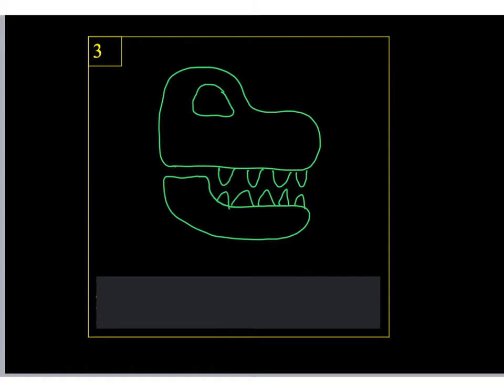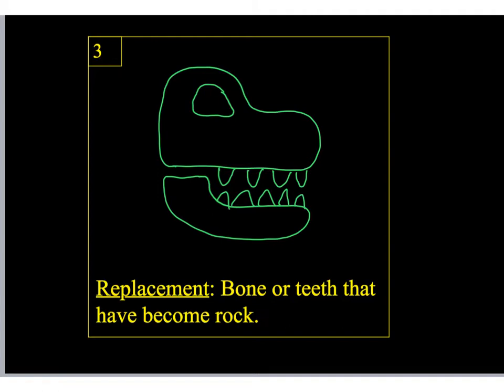Now in our replacement fossil, bone and teeth have become rock. And we'll see lots of examples of this in the lab, but essentially what you're dealing with is, this Tyrannosaurus Rex skull that you'll see in a museum is not actually bone anymore. It's not teeth anymore. It's actually all rock.